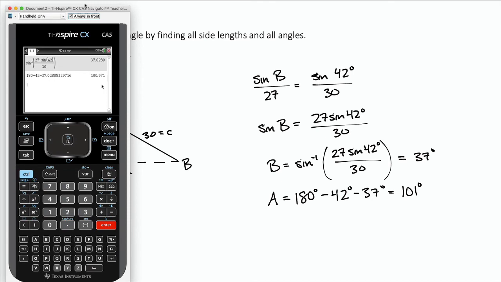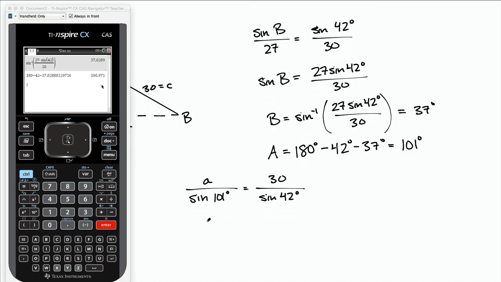Okay, so now we have all of our angles and two of our sides. We just need to find our last side length A. So I'm going to use the law of sines again here. A over the sine of that angle A, 101, is equal to, I'm going to use the C here, C over sine of C. And so to solve for A, we multiply both sides by the sine of 101. So we get 30 sine of 101 over sine of 42.